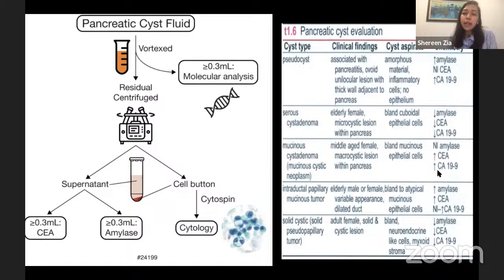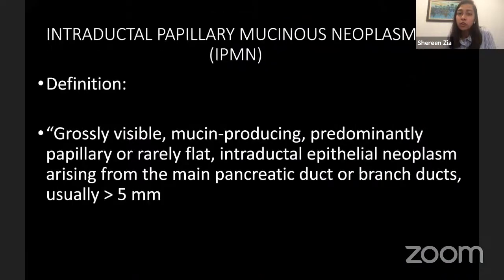If a cyst is communicating with the main pancreatic duct, usually the amylase level would be high. Like in IPMN, there is an increased amylase level. And if the cystic lesion is mucinous, then there would be an increased CA level. So mucinous cystadenoma and IPMN have increased CA levels. Other than that, the non-neoplastic category includes pseudocysts, which can have an increased amylase, whereas CA would be within normal limits. So these are the initial workups.